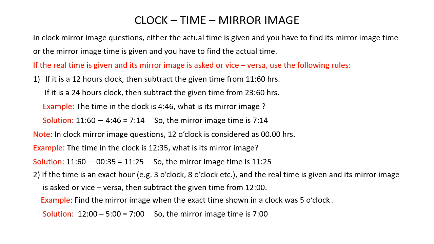Look at this example. Find the mirror image when the exact time shown in the clock was 5 o'clock. So here the given time is 5 o'clock, which is an exact hour. So you have to subtract this time from 12 to get the mirror image. So 12 minus 5 is 7. So the mirror image time is 7. Remember these two rules properly because these will help you while solving clock mirror image problems.